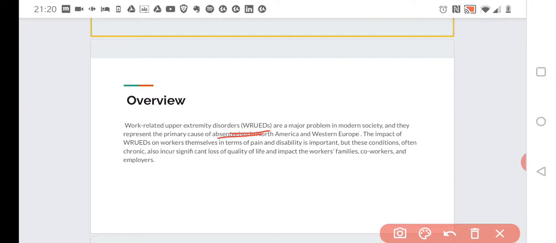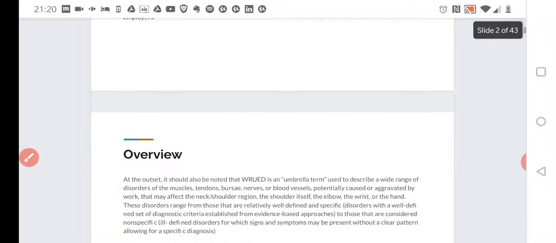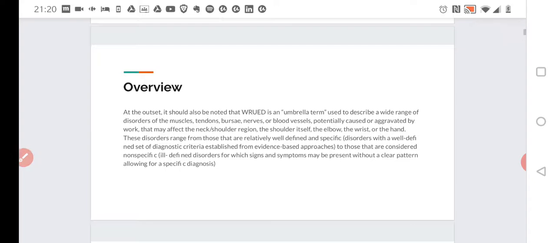So these conditions generally are chronic, also include significant loss of quality of life, and impact the families of the workers and patients. Generally, this is quite a broad umbrella term, used to describe a wide range of disorders of the muscles, tendons, bursae, nerves, and blood vessels. So a lot of different tissues, a lot of different structures that can be found in our musculoskeletal system and around.